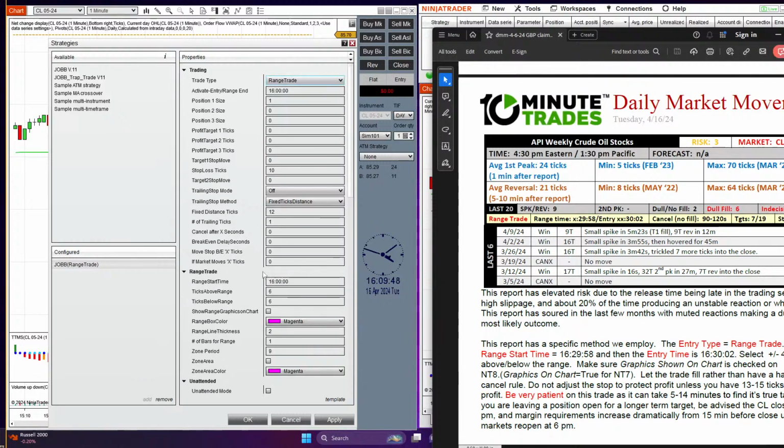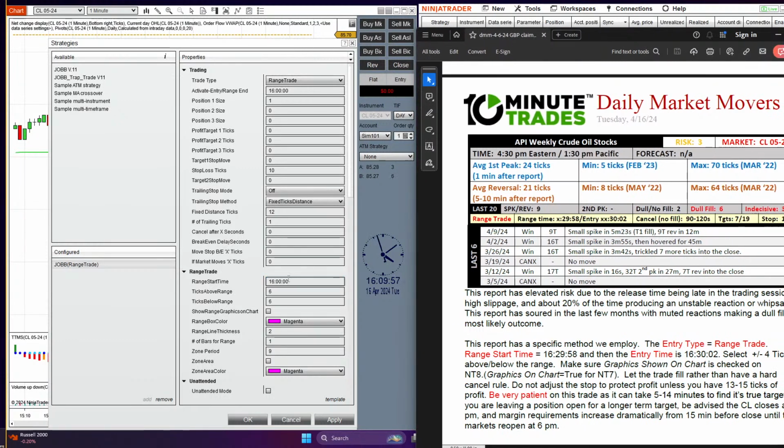So you got it. I'm trading it as a reverse probability. And I'm serious. I'm not joking. I'm very serious about it. It doesn't have 4 winners in a row, other than, I'm telling you, you got to go way back. Starting the trade at 1629.58, starting the range. 4 ticks above the range and 4 ticks below the range. I'm going to show the graphics on the chart. I'm going to end the range at 1630.02.